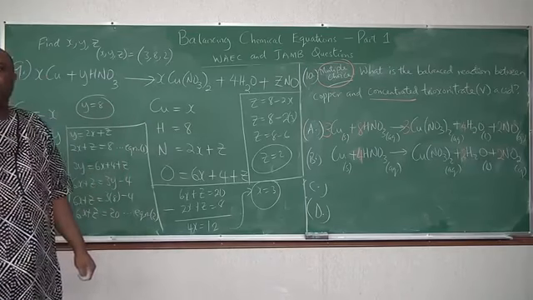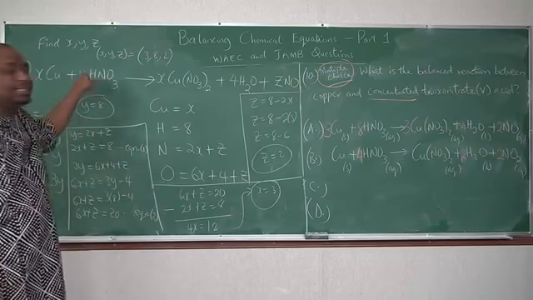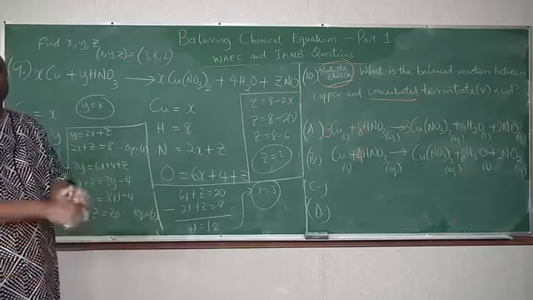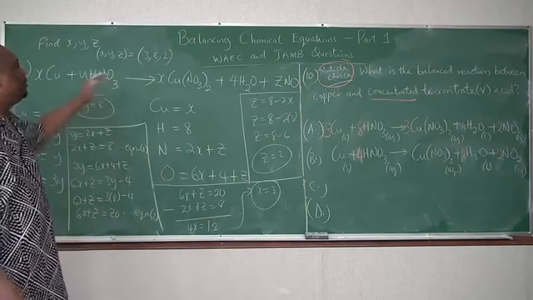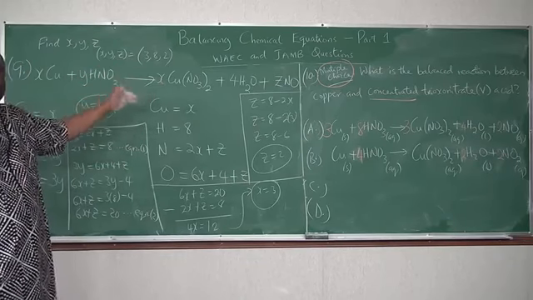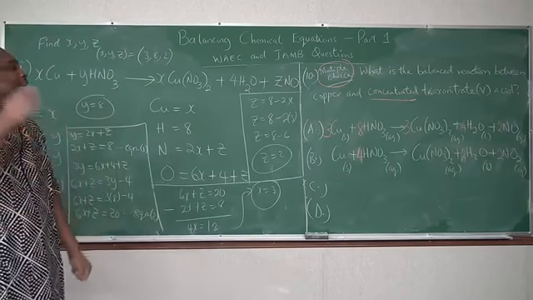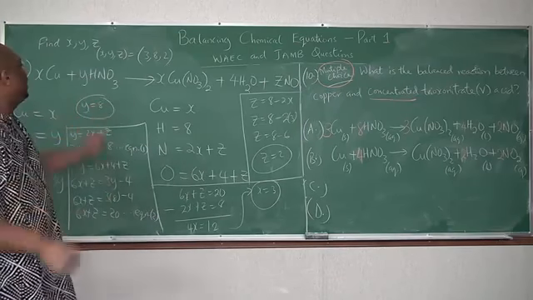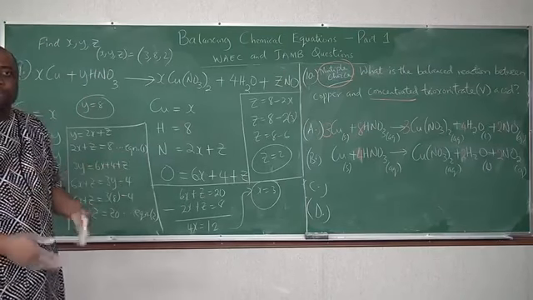Use inspection method or algebraic method. Balance it and then compare it with that and put in your answer and go your way. It will always work. But I'm just doing this to show you that you can still use what they gave you to get the answer, but that will take your time. So the guy who wants to be fast and finish will just come immediately and balance the equation by inspection method or algebraic method. We've done both of them.